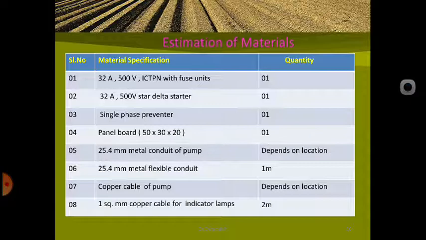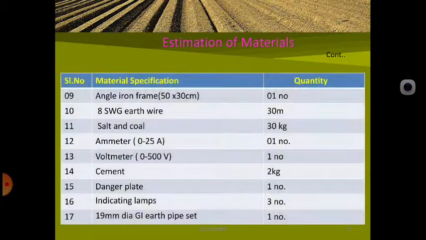Next, 1 square copper cable for indicator lamp, that is, here we are going to place the 3 indicating lamps. That gives the idea to the farmer whether the 3-phase supply is available or single phase supply is available, even providing the preventer. At the same time it will give the illumination to the shed also. So that is a 1 square, that is a 1/18 copper wire, is enough for connection of R phase, Y phase, B phase, 3-phase pilot lamps.